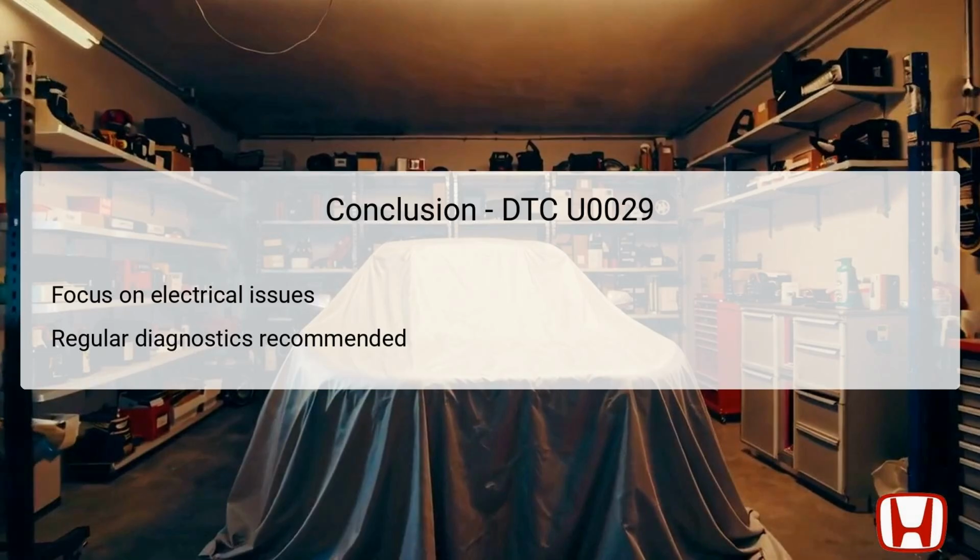In summary, the troubleshooting process for DTC U0029 highlights the significance of addressing electrical issues rather than mechanical ones, particularly concerning the FCAN communication network. The key steps involve leveraging the Honda Diagnostics system for a thorough check of the status, systematically inspecting the PCM and its connections, and ensuring software updates are performed.